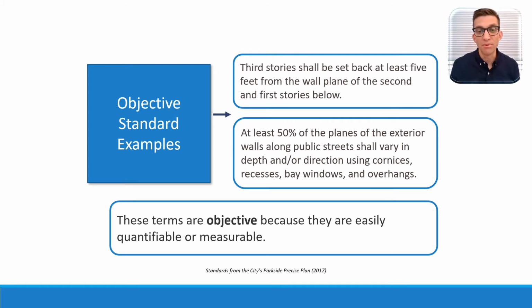Here's a second example. At least 50% of planes of the exterior walls along public streets shall vary in depth or direction using cornices, recesses, bay windows, overhangs. So cornices, recesses, bay windows, overhangs, those are known architectural features, and 50% you can measure. You can measure 50% of the exterior walls and see if it meets that standard.